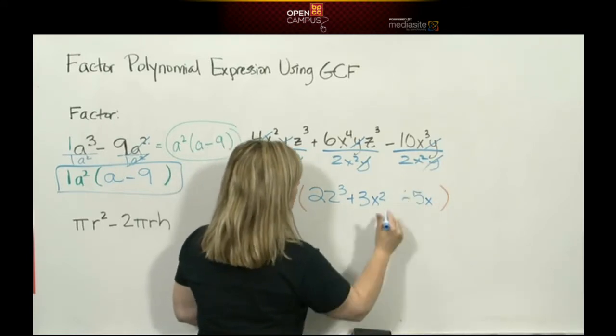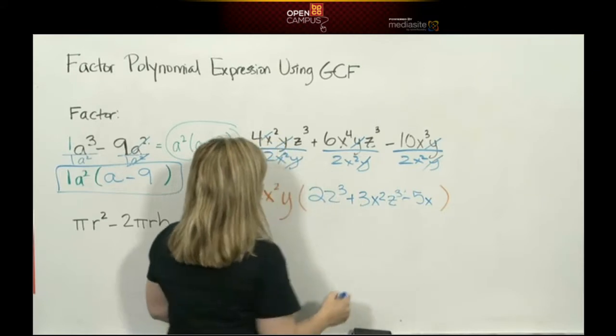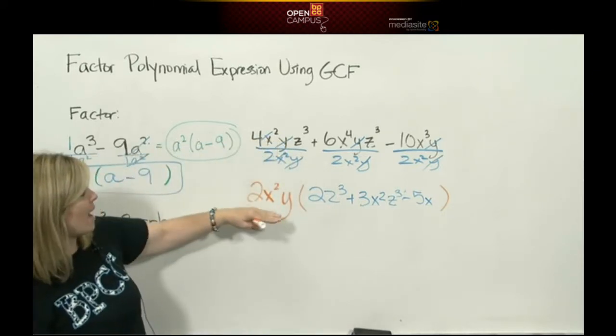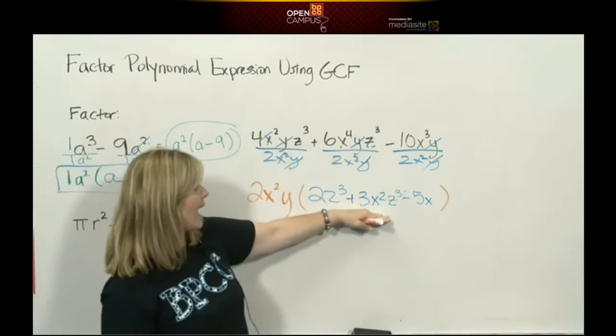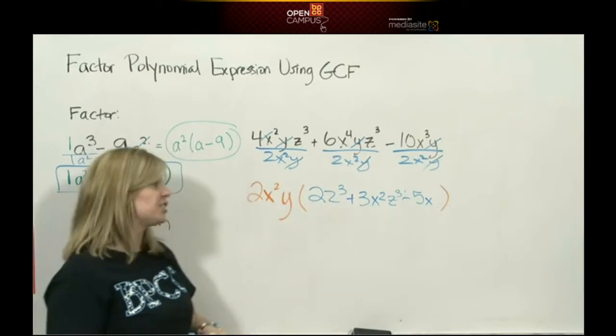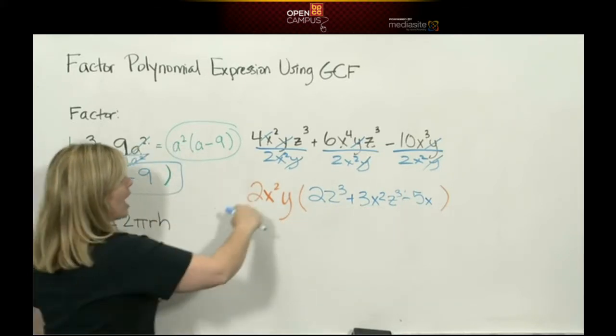So if I look here, this is my factored form. I have the GCF in front, and I have what's left over when I divide that GCF out. If I want to check, I would distribute.